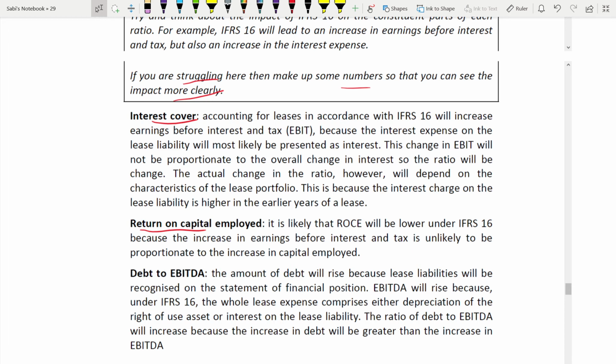So interest is going up now. We know that, right? So what will increase? Earnings before interest and tax. Before you deduct interest, it will be higher. After you deduct interest, definitely it will be lower. But for interest cover, we have to take earnings before interest and tax divided by interest.